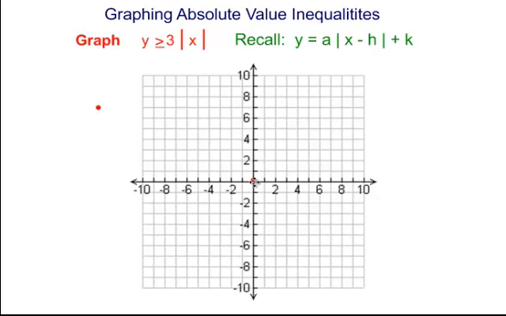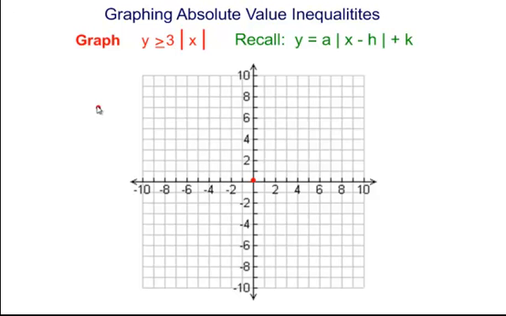So if it starts here at the origin, this is a left or right move. We don't have anything there. This h is 0. And this is an up or down move. We don't have a k there. So it moves left or right 0 and up or down 0. So the vertex of our new graph is still at the origin.